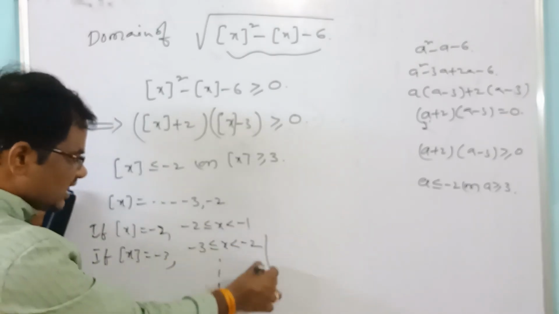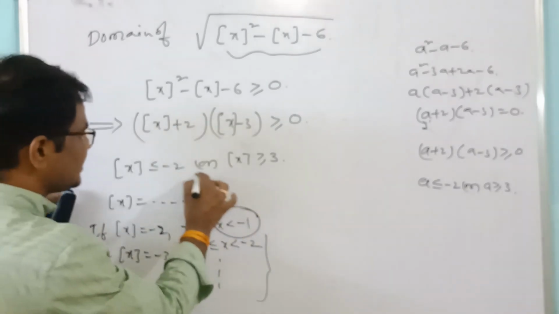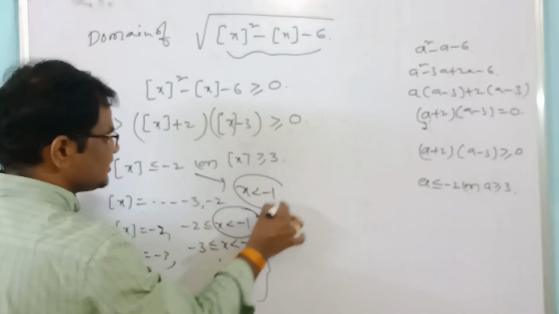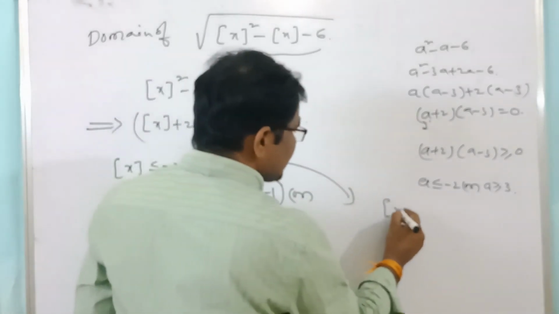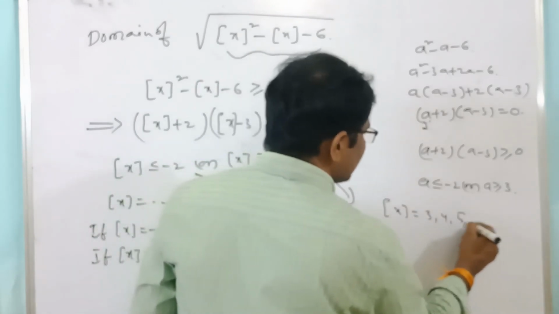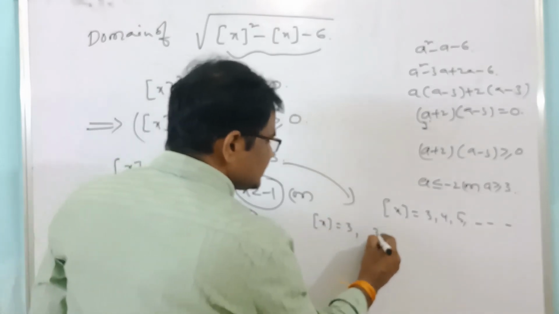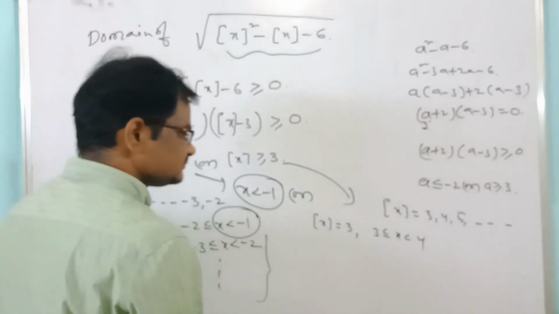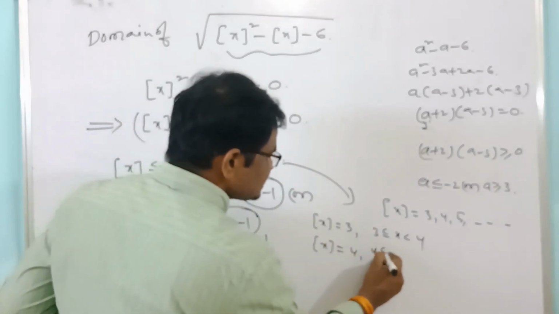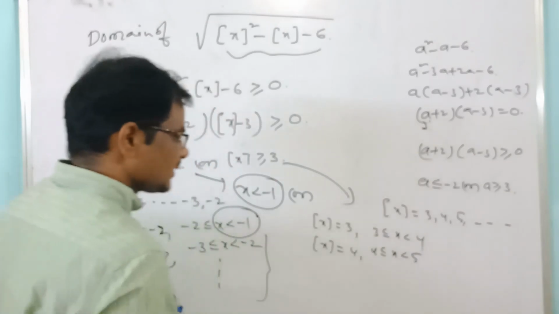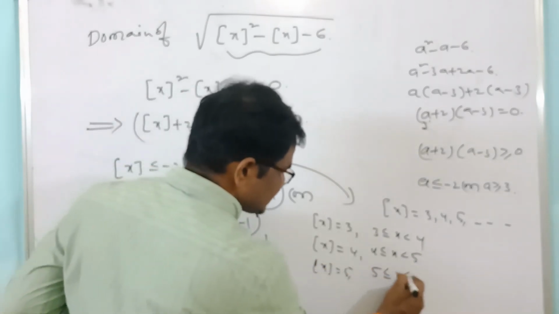Right? In all these conditions, what are we observing? x less than minus 1. So from this one, x is less than minus 1 you got. Or from this one, step x values 3, 4, 5, etc. If step x equal to 3, 3 less than or equal to x less than 4. If step x equal to 4, 4 less than or equal to x less than 5. If step x equal to 5, 5 less than or equal to x less than 6.